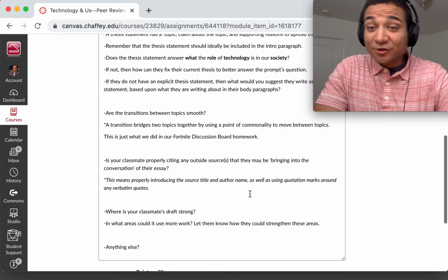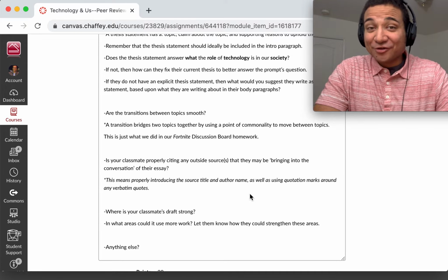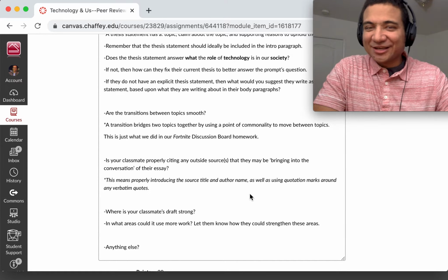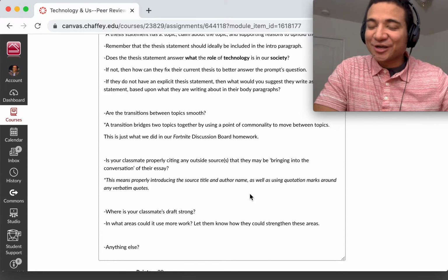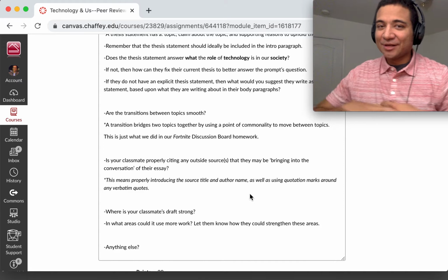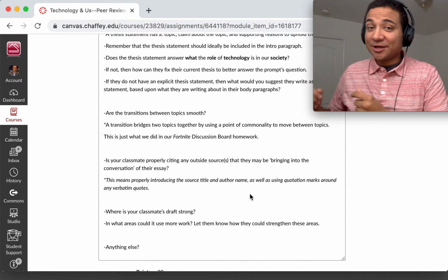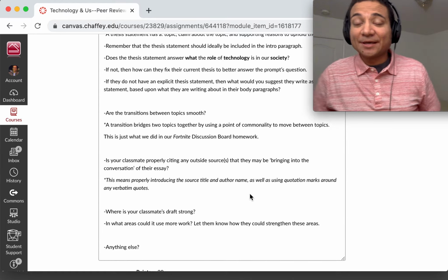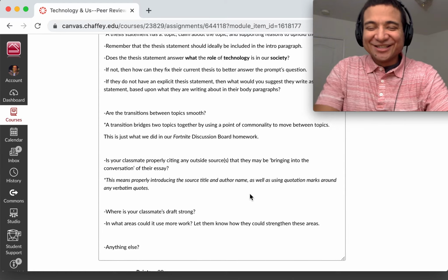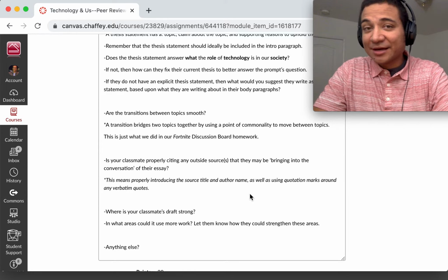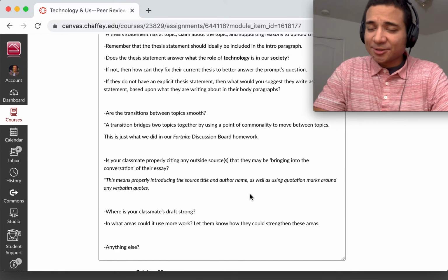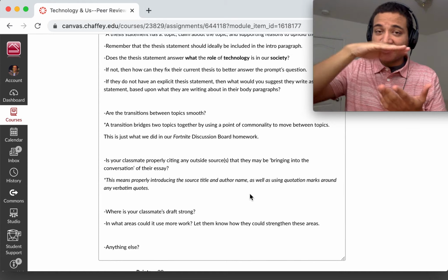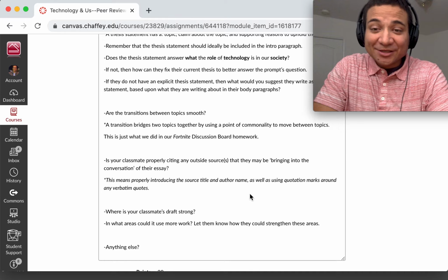So look at the transitions. Remember from our first lesson, we were looking at grammar and transitions, right? That you can't just jump from one topic to the next randomly without offering a bridge or a point of commonality, right? Because then it's just so abrupt. So take a look at that. Remember that these transitions can happen just as much inside the same paragraph as from one paragraph to the next. So pay attention to that.